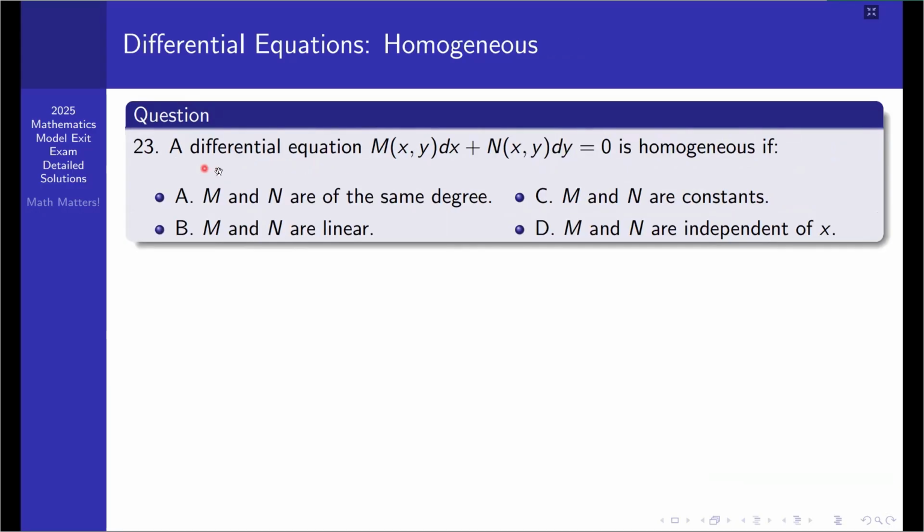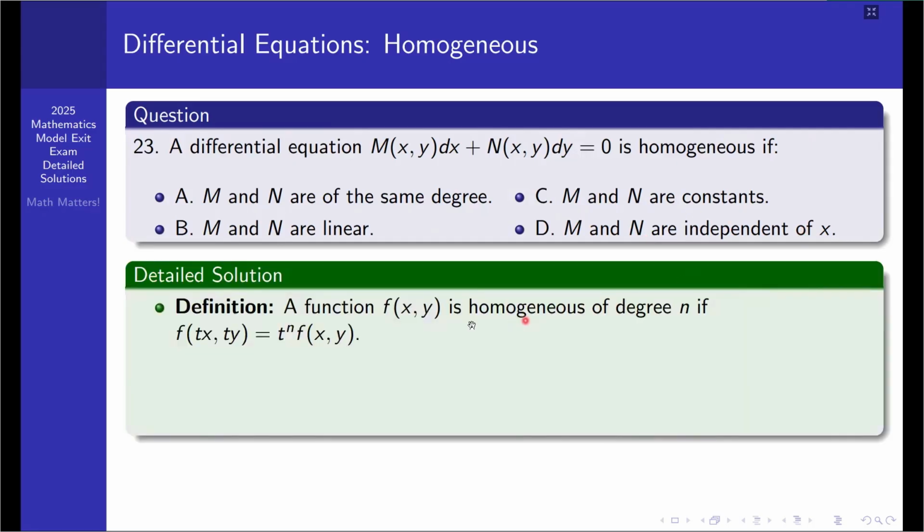Here, question number 23, it is again on differential equation. A differential equation M of x y dx plus N of x y dy is equal to 0 is homogeneous if: a, M and N are of the same degree; b, M and N are linear; c, M and N are constants; d, M and N are independent of x.